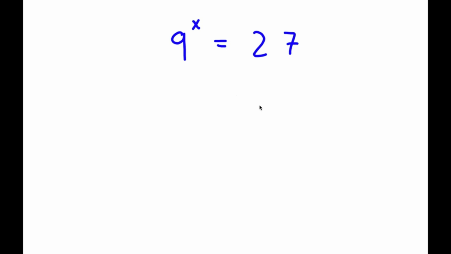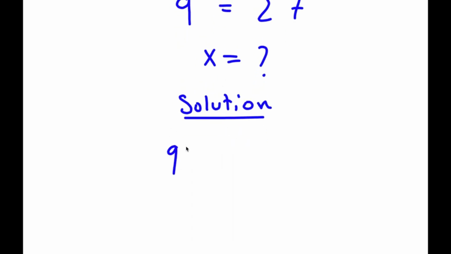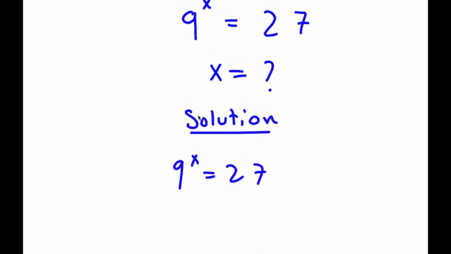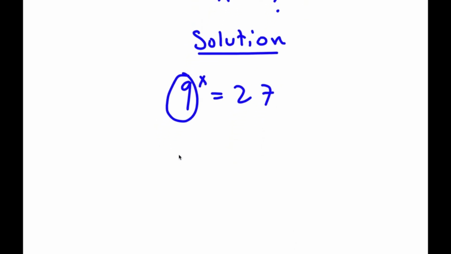Alright, in this problem, I have 9 to the power of x is equal to 27. So I want to find the value of x here. For my solution, first start with 9 to the power of x is equal to 27. And now what I'm going to do is rewrite 9 here as 3 to the power of 2. So now I have 3 to the power of 2 to the power of x, and this is equal to 27.